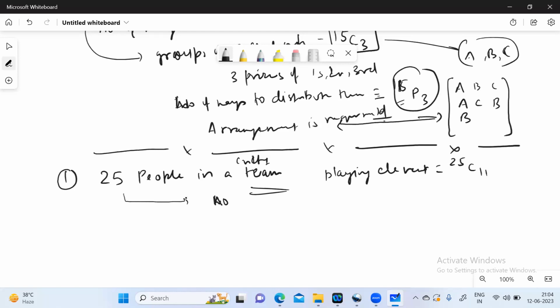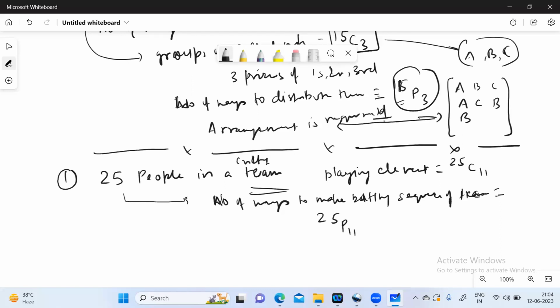But if they are asking the number of ways to make the batting sequence of 11, the sequence of the team basically, a team has 11 anyway. What will you do here? What will you get, and how will you get it? 25P11. Exactly, 25P11.